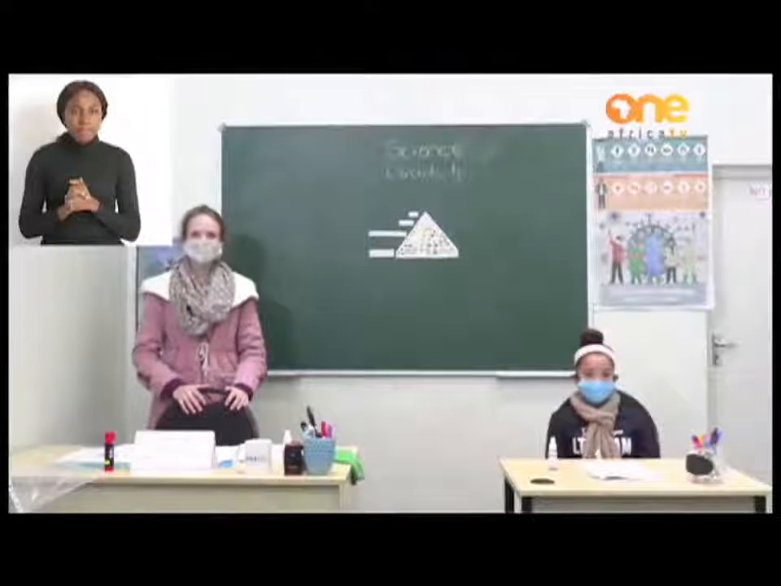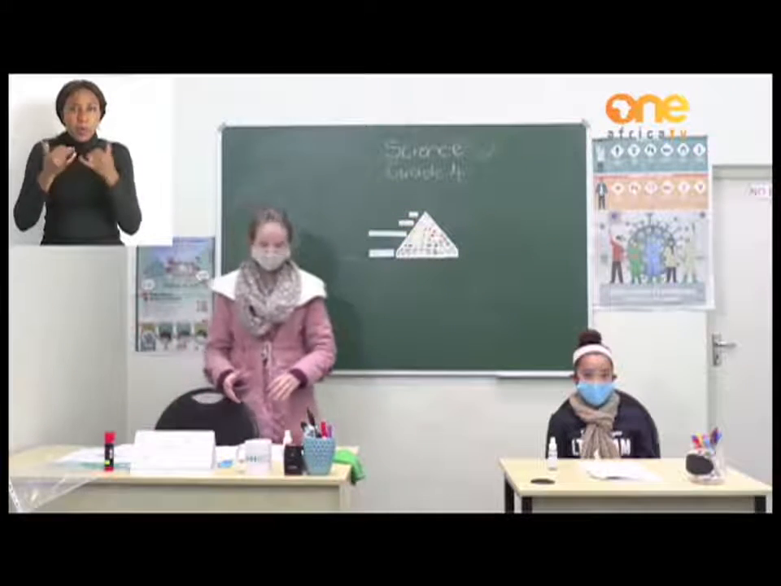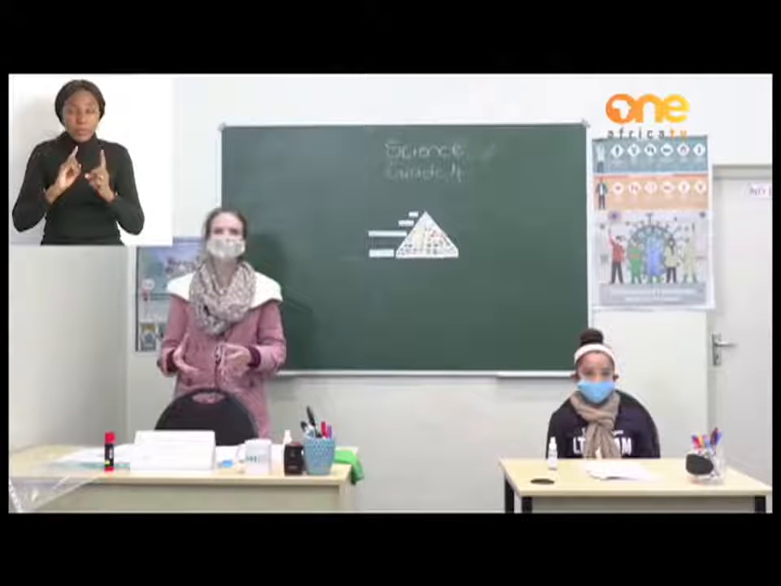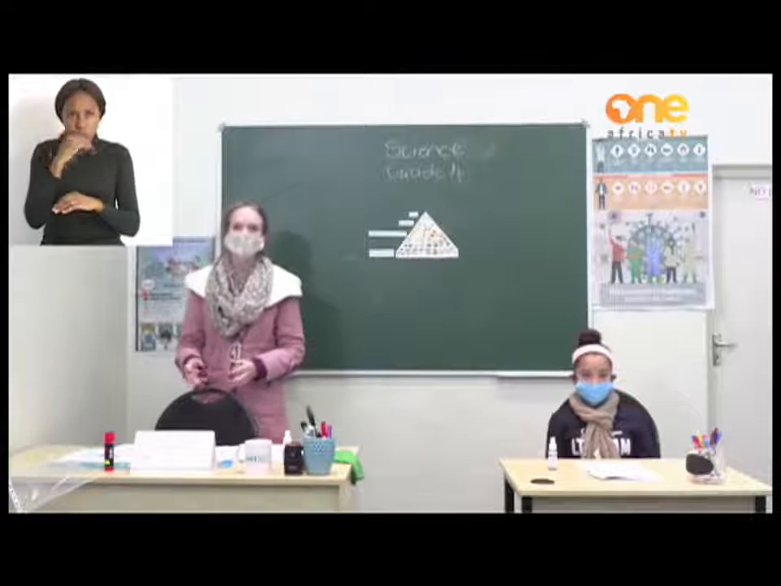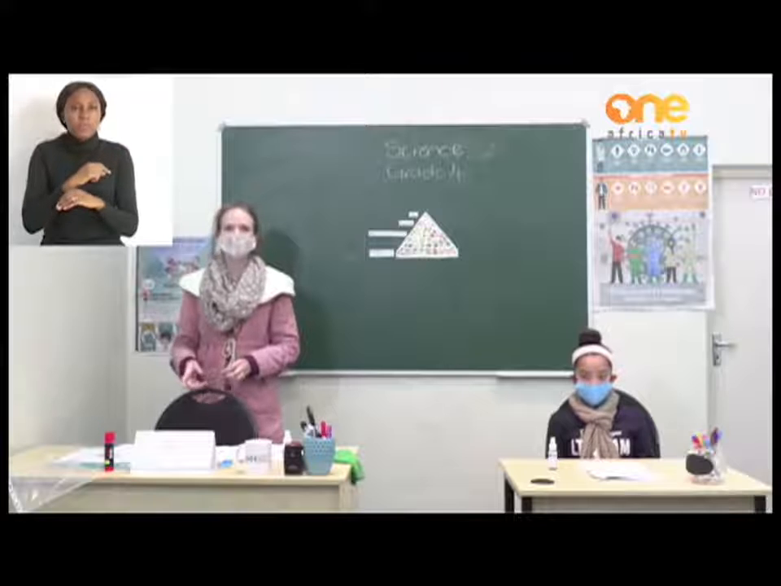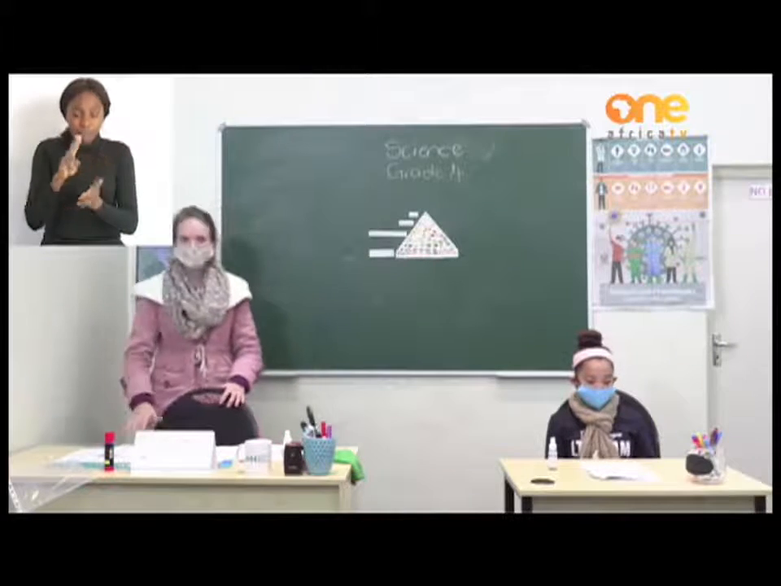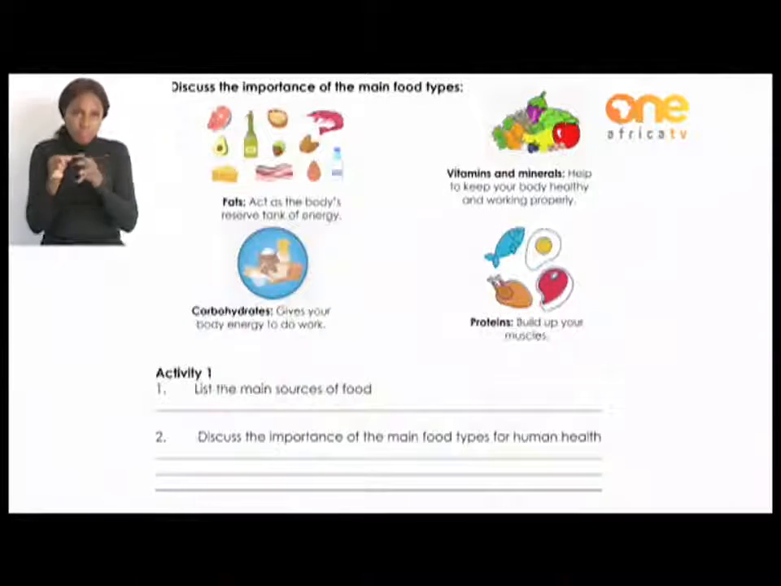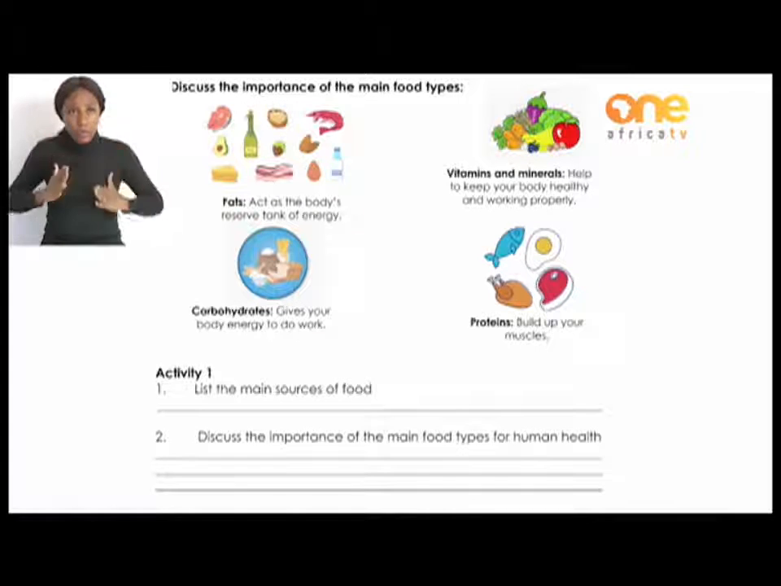Okay, grade 4. So the next thing that we will be talking about is the main food types and how important they are for us. So you can turn to page 12 in your workbooks and you can follow in there. Okay, so in a previous lesson, I hope you guys can remember, we talked about the different types of food. And today we are going to discuss the importance of these food types some more. So the thing is, for our bodies to function properly, they need all the different types of food. So you can quickly take a look on the board, okay?